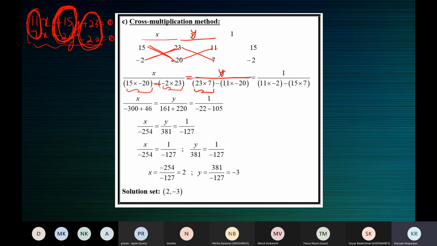Okay. So minus 20 into 11. Subtract the cross products. This is one product. This is the other product. You should subtract the products. Is equal to 1 divided by 11 into minus 2. 7 into 15 or 15 into 7. 7 into 15.